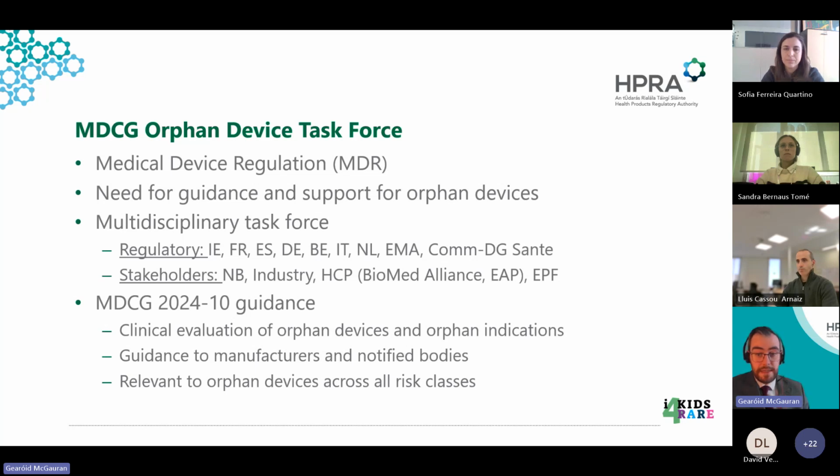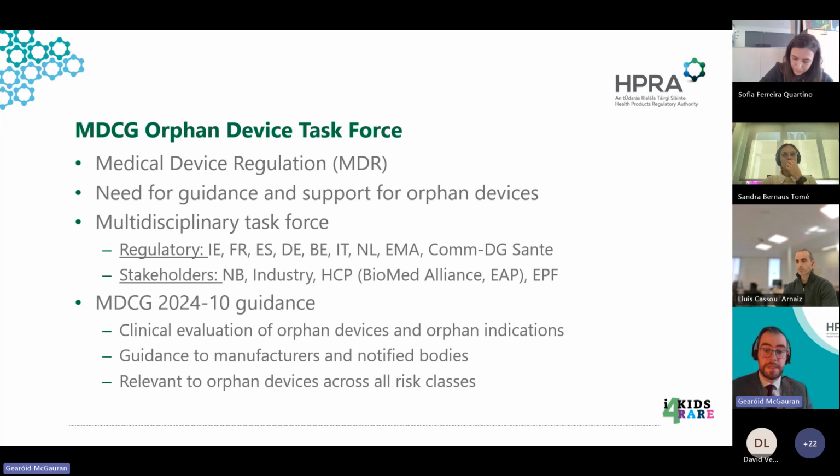To that end, the MDCG set up an orphan device task force. The MDCG is the Medical Device Coordination Group, which is a group established under the MDR and composed of representatives from regulators of every European member state and is chaired by the European Commission. The aim of the task force was to develop specific guidance and consider the supports that could be available to orphan devices. The task force included representatives from regulators across Europe and the European Medicines Agency and the European Commission. It also included external stakeholders such as notified bodies, industry, healthcare professionals, and observers from the European Patients Forum.